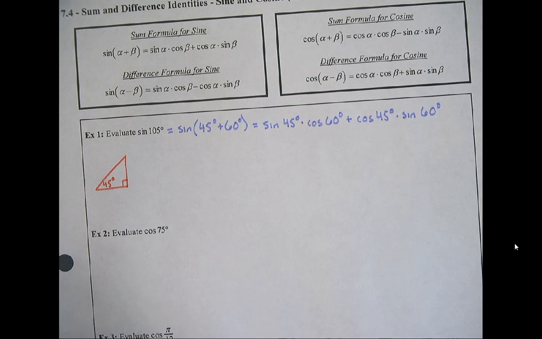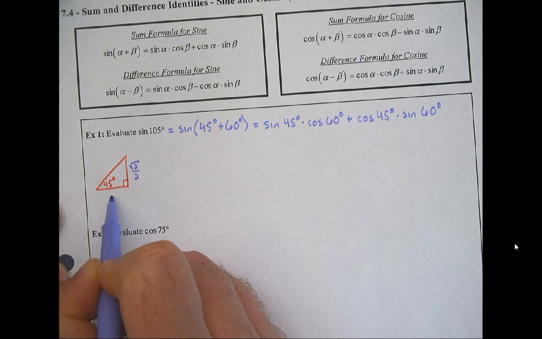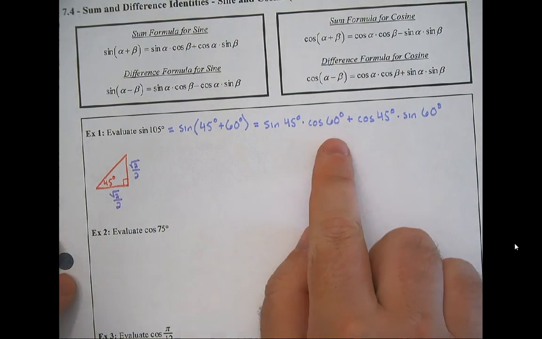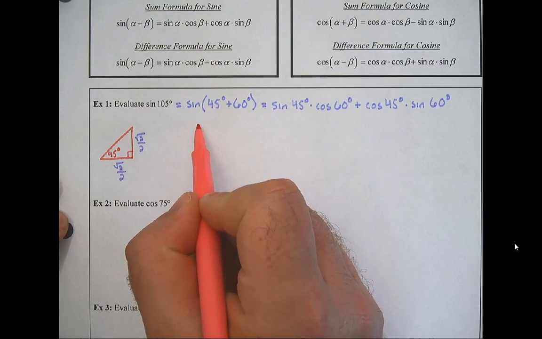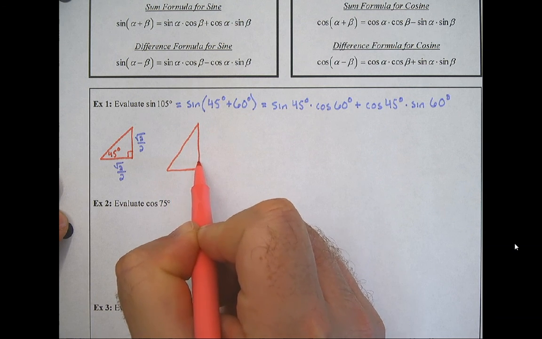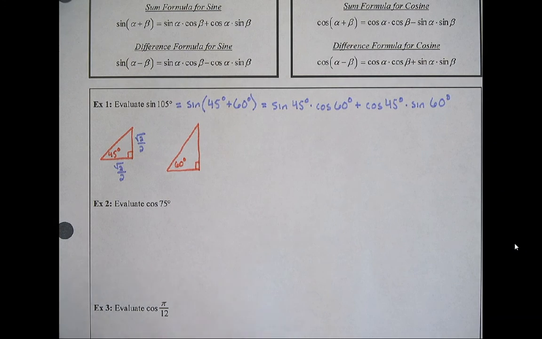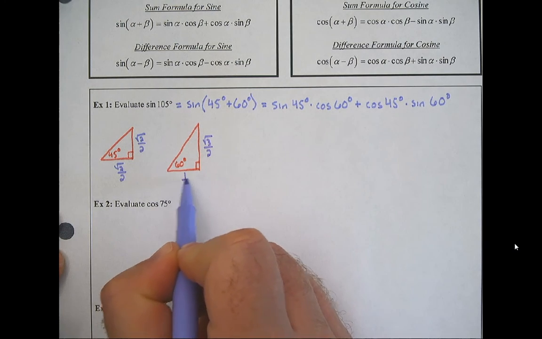So what are the side lengths? Opposite 45 is root 2 over 2. Adjacent is root 2 over 2. Then I have a 60-degree triangle, so now I'm going to draw my 60-degree special right triangle. Opposite the 60 degrees is square root 3 over 2. Adjacent is 1/2.